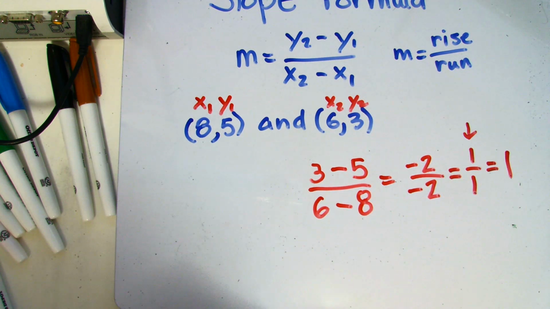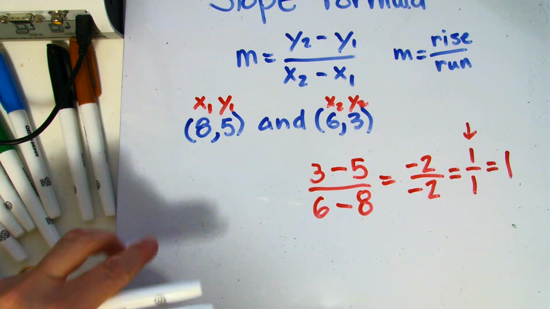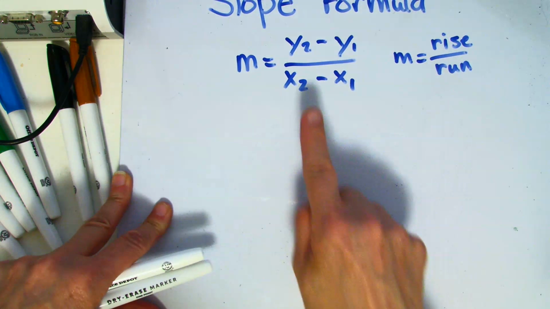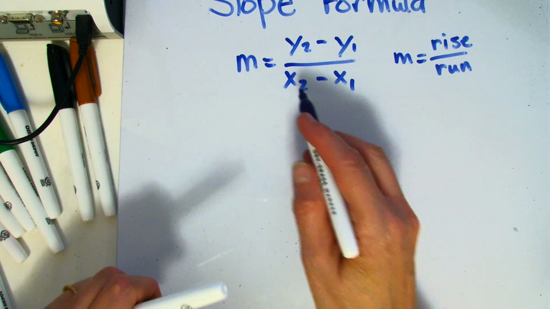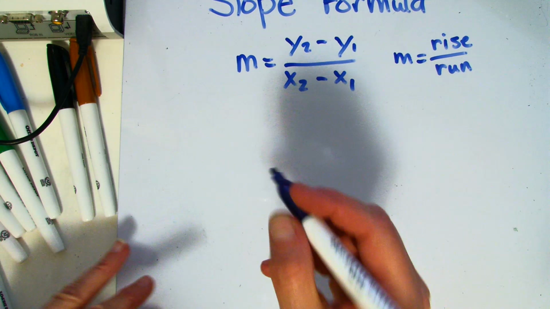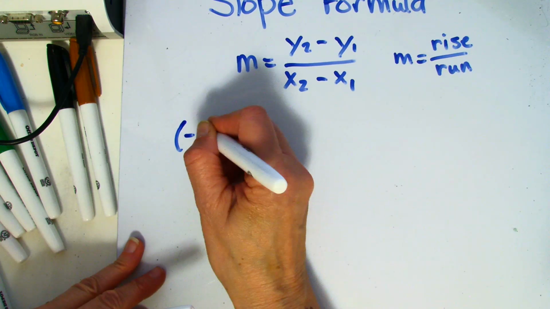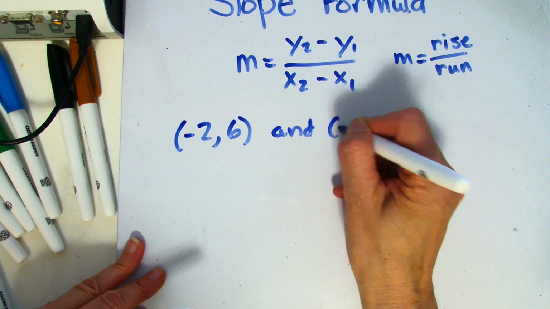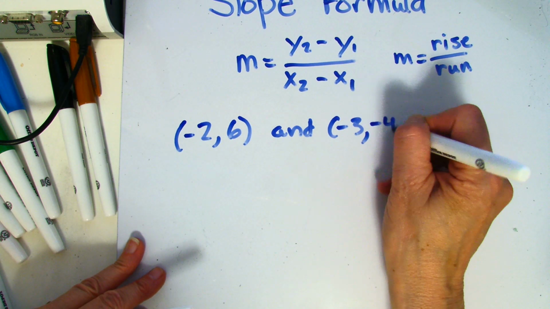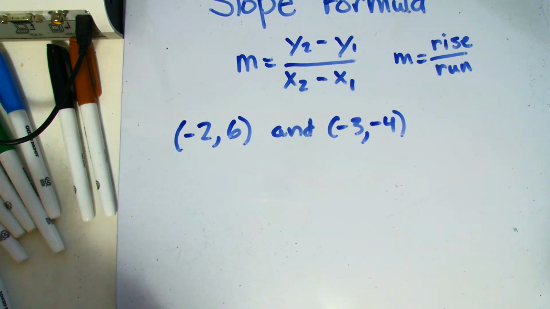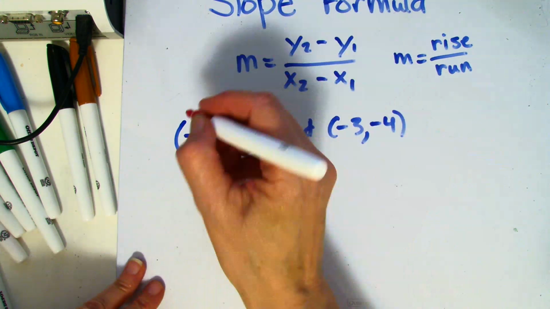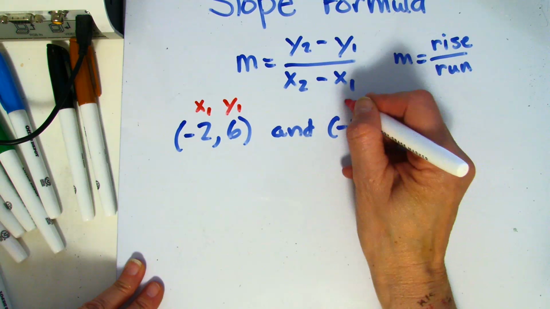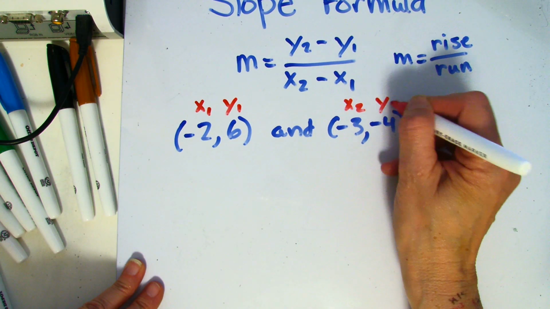Okay, let's look at another set of points. And again, we're going to use this formula here. Let's look at negative 2, 6, and negative 3, negative 4. Again, I'll go ahead and label these just to keep it straight. This is point 1, so that's x1, y1, and this is point 2, so that's x2, y2.